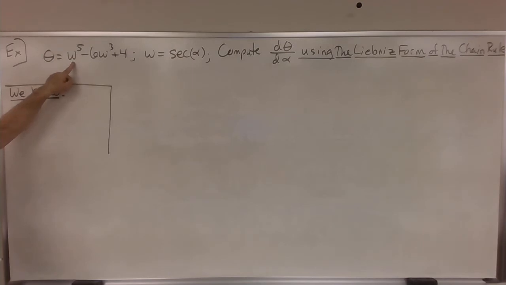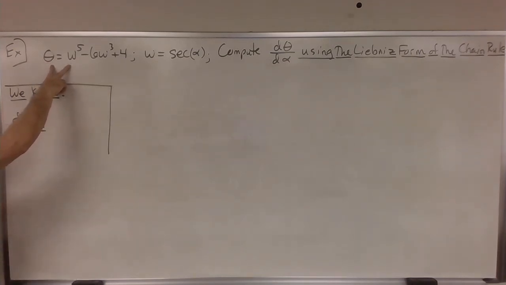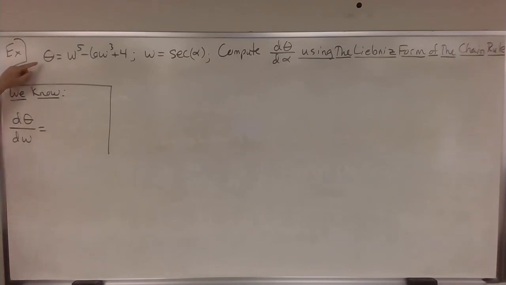Theta is a function of w, so we ought to be able to compute the derivative of theta as a function of w. We should be able to deduce what this is. And the way we do that, we look at the equation that relates the two variables and we compute with respect to w the derivative of both sides. We compute the derivative of both sides as a function of w. The derivative of theta as a function of w is d theta dw.